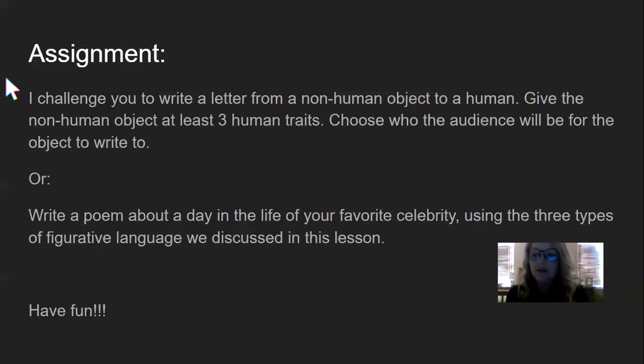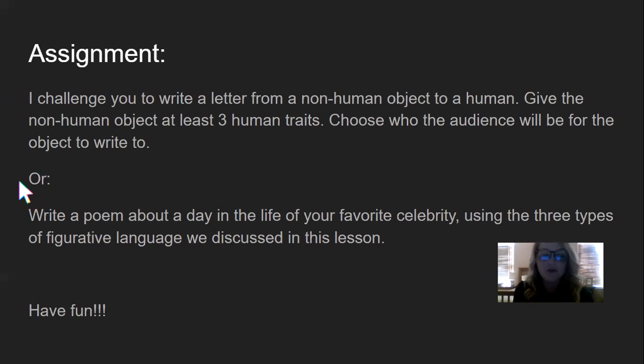Or you can pick an object that's not even alive. You could pick a lamp or a chair or a table or something, and write a letter from that object to a human. I want you to give the non-human object at least three human traits, and then choose who the audience will be for the object to write to. So if it's your dog and they're going to write to you, their owner, that would be the audience. So have fun with it. Just have fun with this assignment.